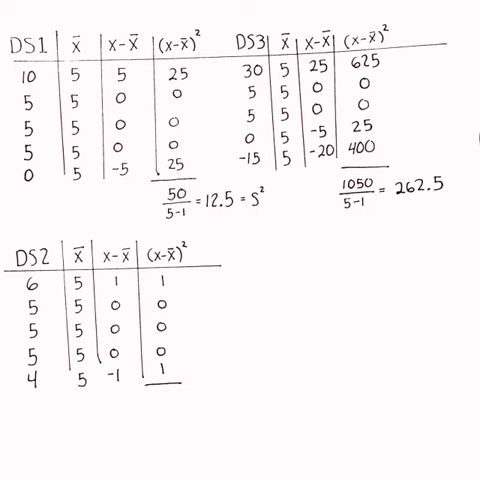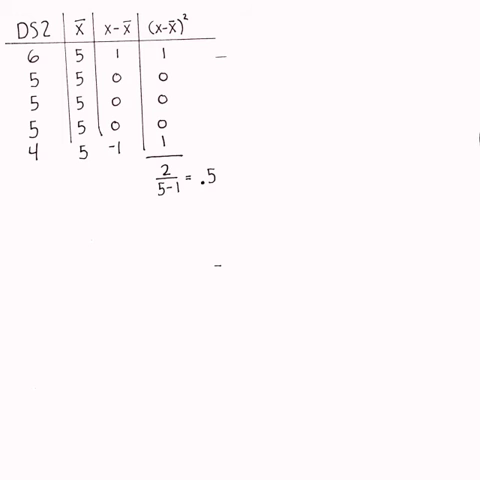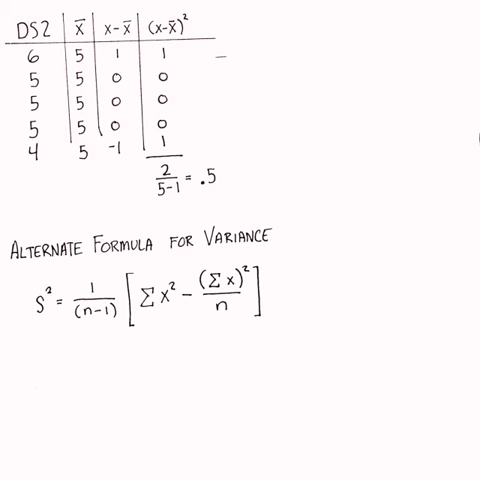Data set 2 was much more clumped together than the other two, and so it should have a smaller number. Yes, 0.5 seems to be much smaller than 12.5, which means much more clumped together. So there's also a second formula for variance. While this formula looks way uglier than the other one, in some situations it's actually easier to use, and you can use either one depending upon what method you want to use at what time. And while they look different, they will always give you the same answer.